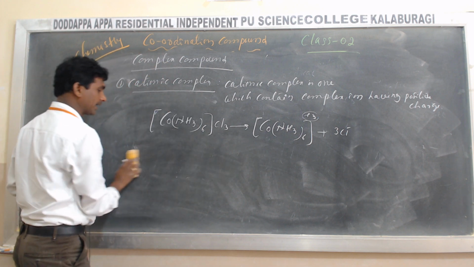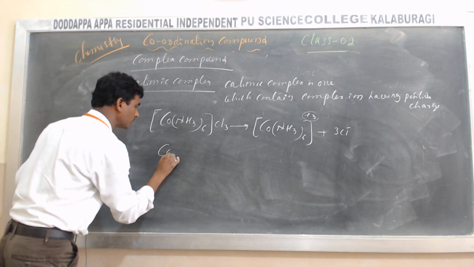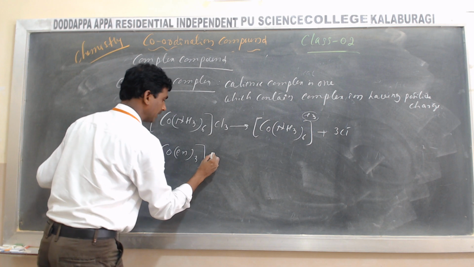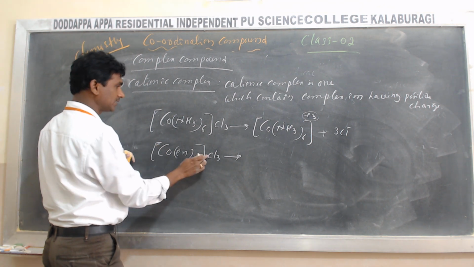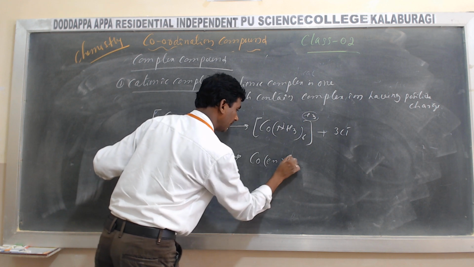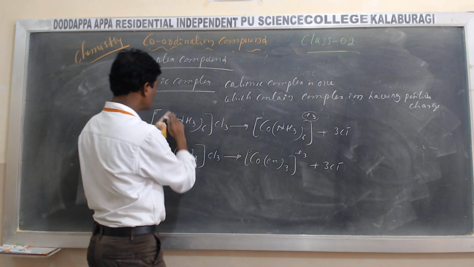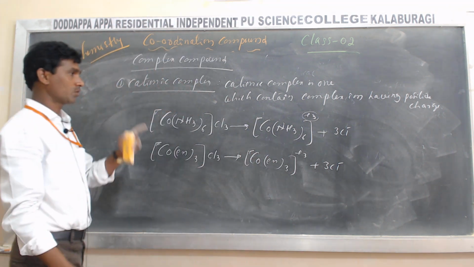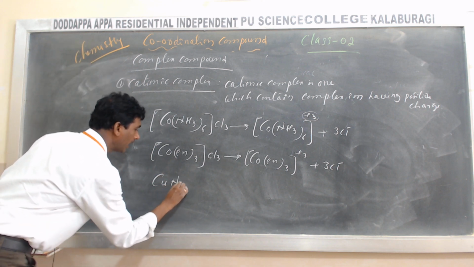Okay, the next example I can take here: Co(en)3 Cl3. Here Cl is negative, and this is Co(en)3 with a charge of plus 3, and 3 Cl minus. This cationic complex contains at least one complex cation having a positive charge, so it is called a cationic complex.